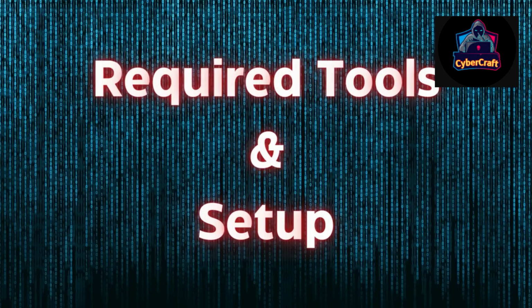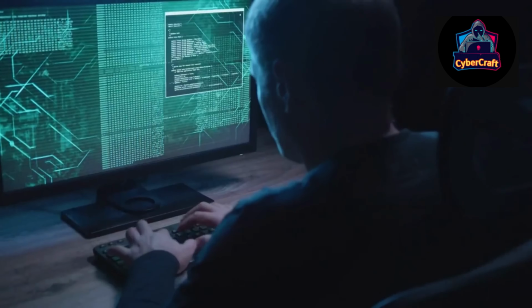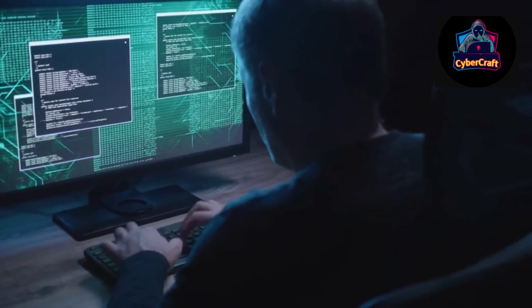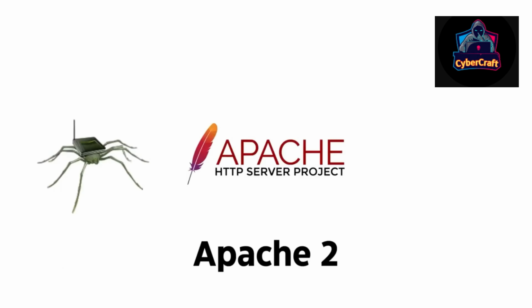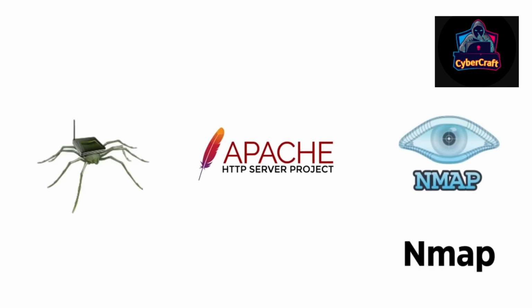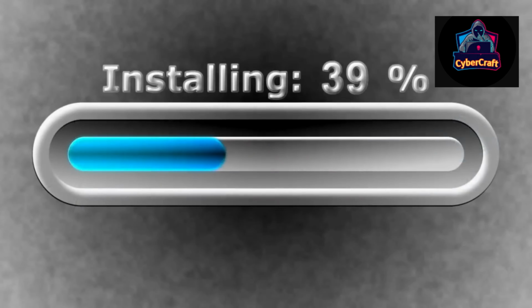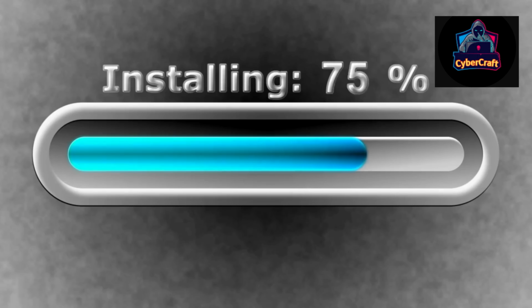Required tools and setup. For today's demonstration, we'll need several tools installed on our Kali Linux system. We'll be using Ettercap for the actual DNS spoofing, Apache 2 as our web server to host the fake page, and Nmap for network scanning. If you're following along, make sure you have these installed on your Kali Linux machine.